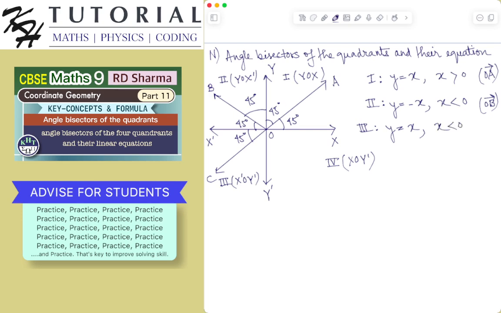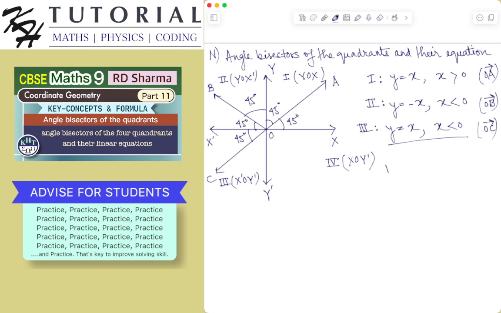So this is the equation of a line y equals to x, where the values of x are always less than 0. So the angle bisector of the third quadrant is the ray OC, whose equation is y equals to x, but where x is less than 0.